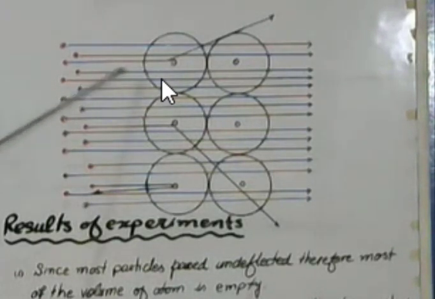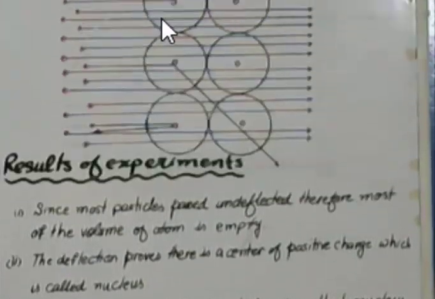As far as the size of the nucleus is concerned, we can see that most of the alpha particles have passed through the space. It means the size of the nucleus is very small as compared to the atom.